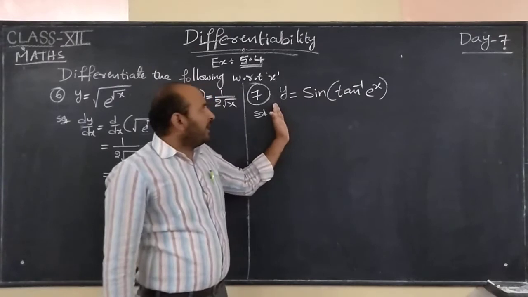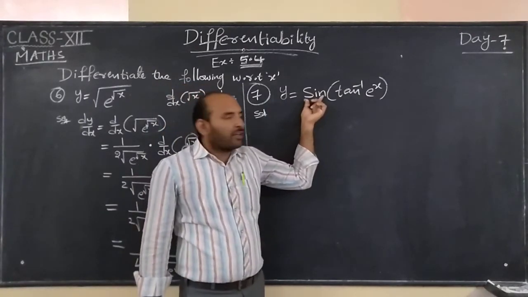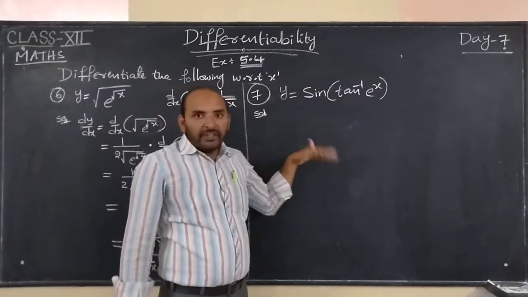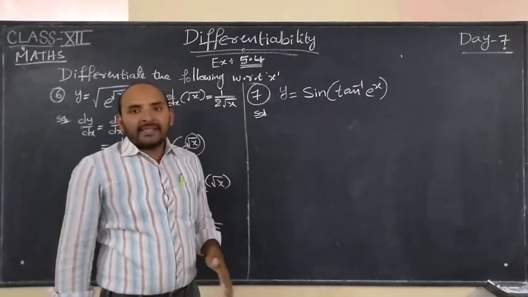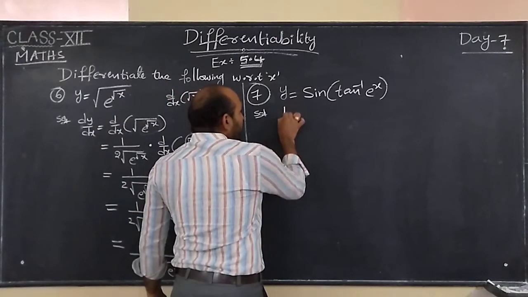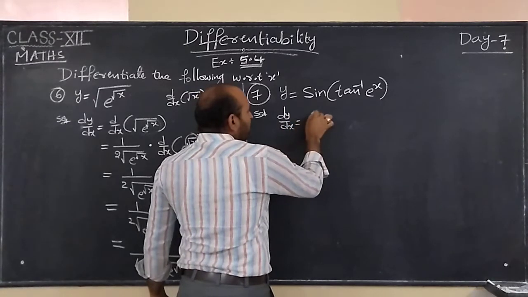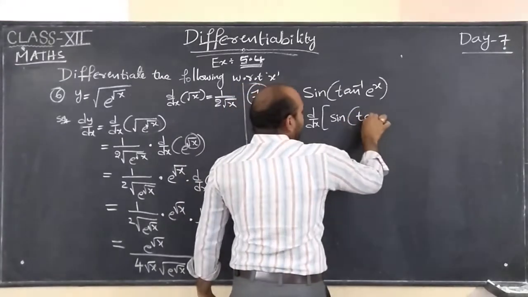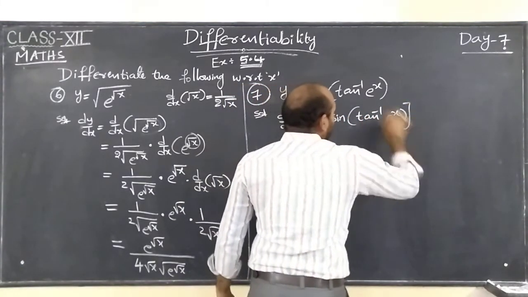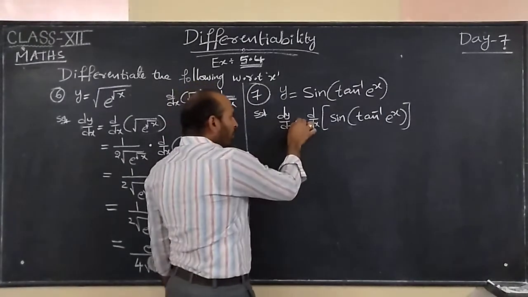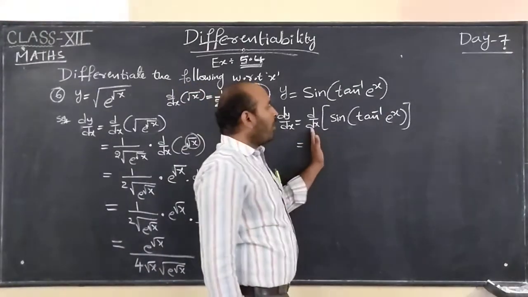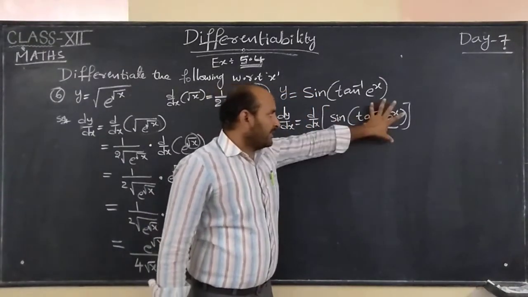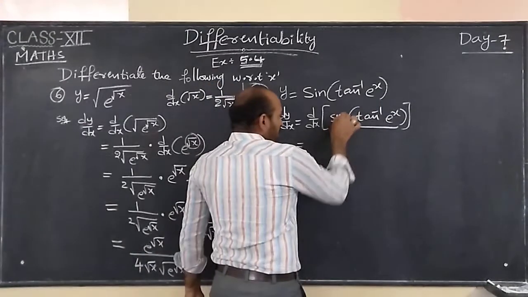Here we differentiate two types of functions: one is a trigonometric function and another is an inverse trigonometric function. Differentiate the given function with respect to x on both sides. dy by dx is equal to d by dx of sine of tan inverse e power x. Consider this as x. Derivative of sine x is cos x.